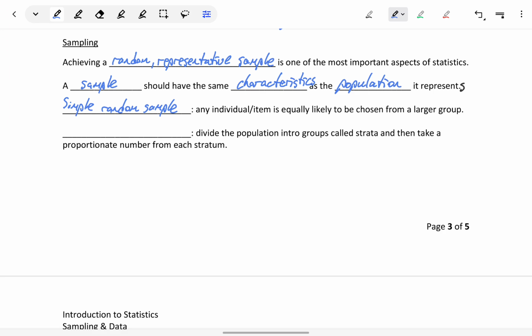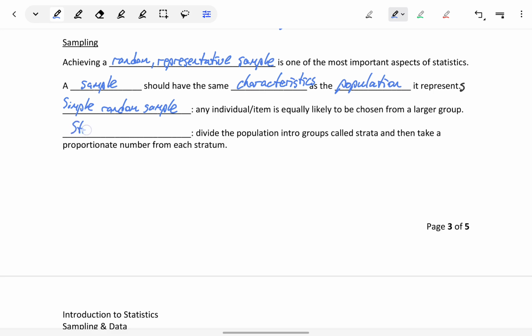So if we wanted to understand something about all residents of Illinois, we would have to just randomly pluck people from throughout the state, but also keeping in mind this idea that the people we pluck should have similar characteristics to the population as a whole, in terms of ethnicity, income level, all sorts of characteristics and factors.